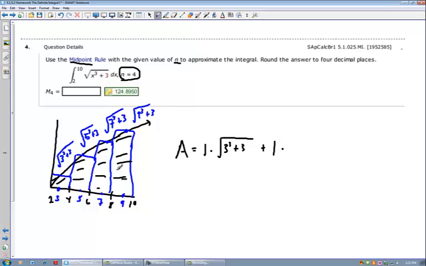plus 1 times the area of the second rectangle, which is 1 times this height right here. So the square root of 5 cubed plus 3 plus 1 times the square root of 7 cubed plus 3, that's the area of the third rectangle, plus 1 more, so plus 1 times the square root of 9 cubed plus 3. And I'll use my calculator to approximate this.